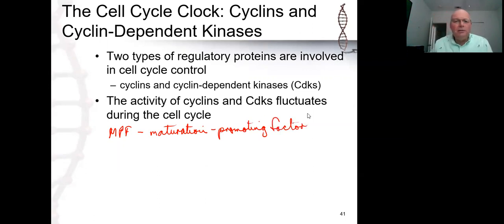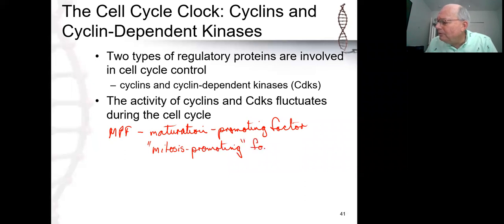factor. But I noticed that the textbook has taken on calling it something that I've called it for a little while now, and that's mitosis promoting factor. Because that's really what this is all about. This is the growth factor that needs to be present at the G2 checkpoint in order to allow the cell to begin mitosis. So it's really promoting mitosis.